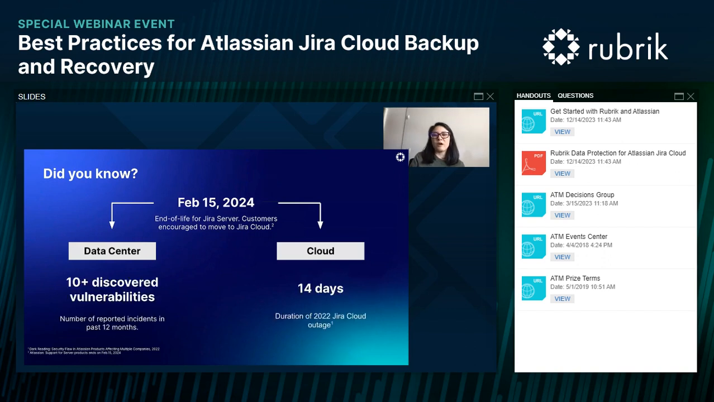But what does that mean when it comes to data that customers should be aware of? On the server side, in the past year alone, some vulnerabilities have been reported. In fact, 10 plus vulnerabilities have been reported in the past 12 months alone. And what types of vulnerabilities? Typically security.